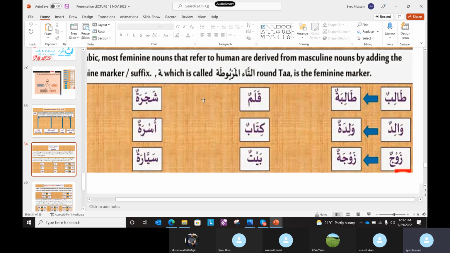Exactly. And this kind of name is called qiyasi. Yani, if you look at talib, walid, zawj, talibatun, walidatun, zawjatun, these are all alive. We know that they have hayat. Hayat means they are mawjud. Or we can say they are gender free. So these are gender free. Kitabun, baytun, shajaratun, usratun, sayyaratun.